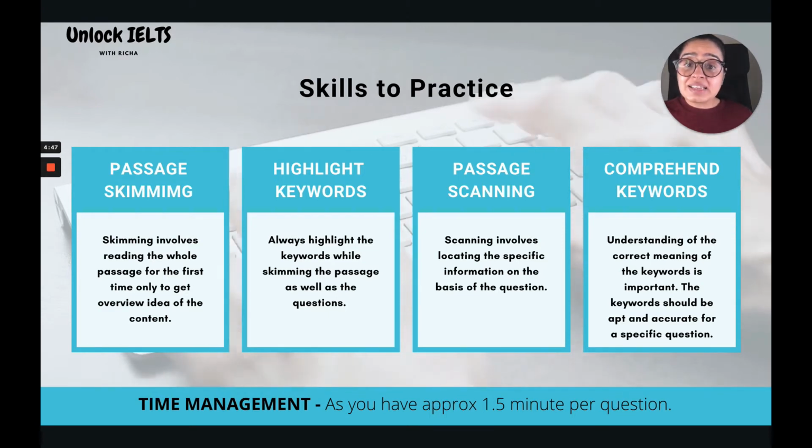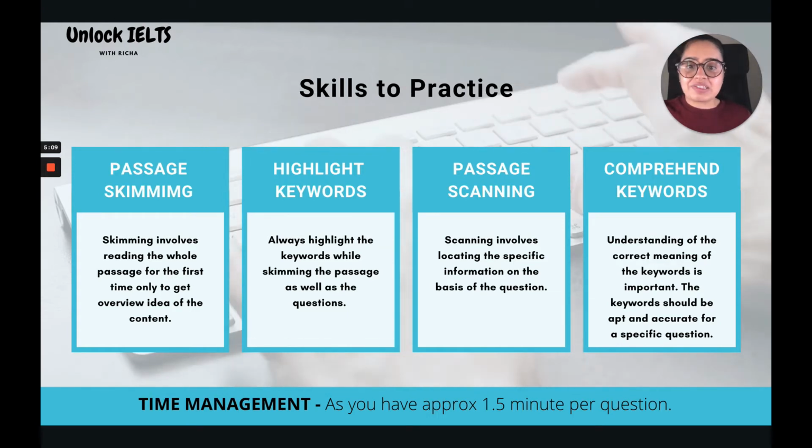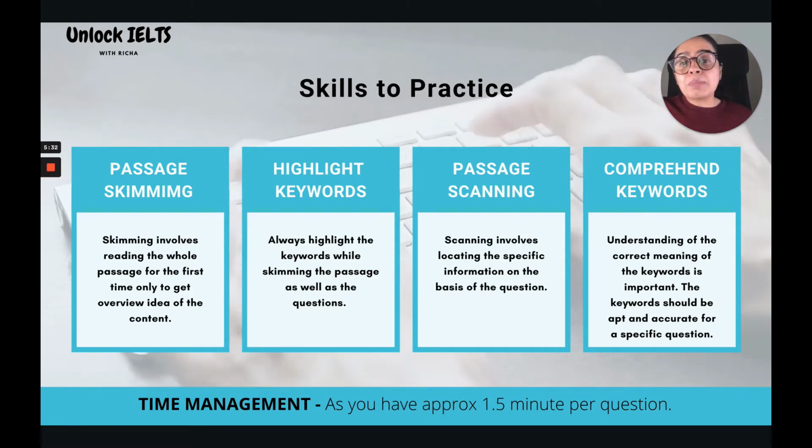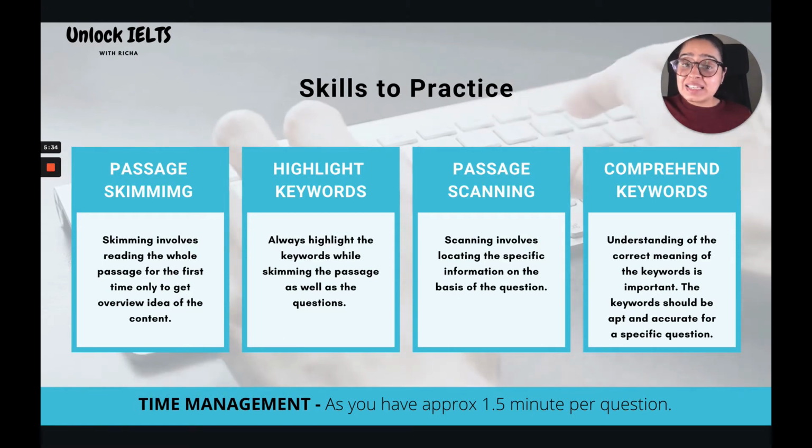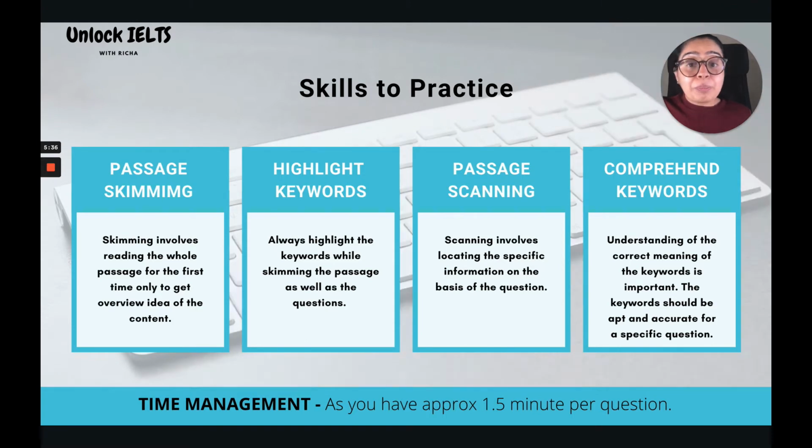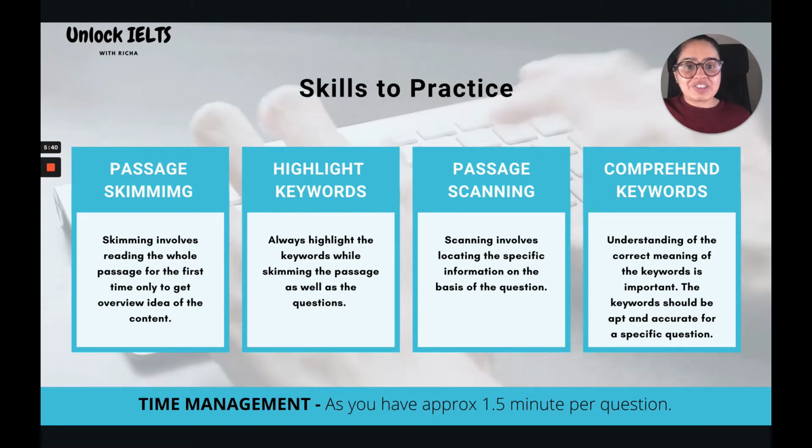Next skill is the comprehension of the keywords. While you are highlighting the keywords during the skimming of the passage as well as the questions, you need to brainstorm the meanings of all those words as it will help you to find the correct answer. You need to understand that the IELTS reading section is all about these skills as well as time management, because broadly you have 1.5 minutes per question in your IELTS reading section.